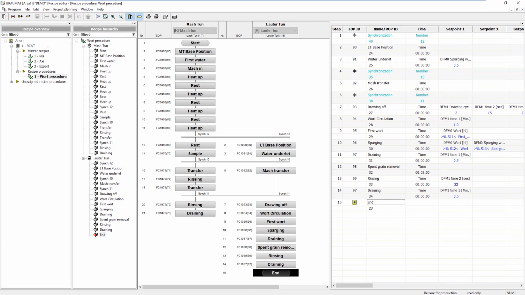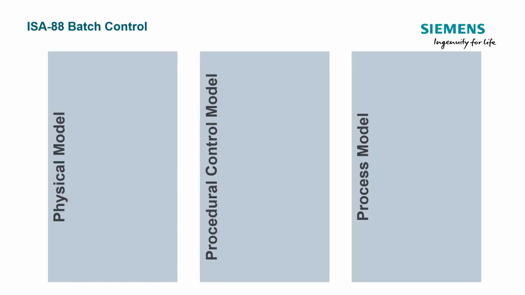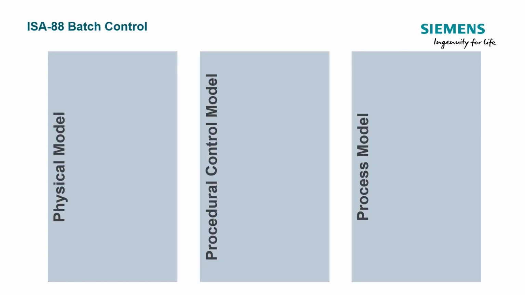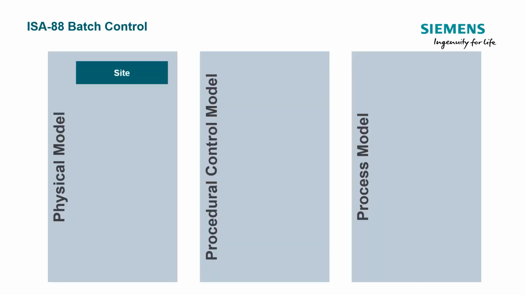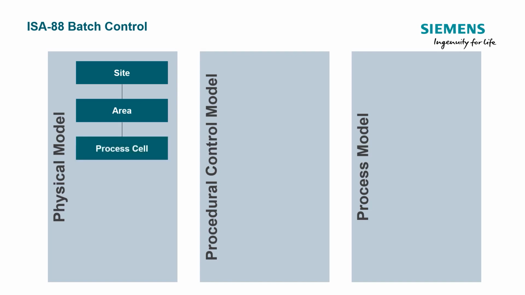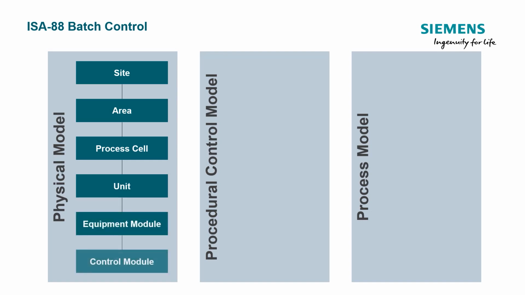This software modeling is supported by the ISA 88 standard, which is the standard for batch-oriented operation, the so-called batch control. Among other things, the standard contains a physical model, a process model and a model for sequence control. Let's have a look at the physical model. A plant can be divided into different plant complexes called areas. These consist of process cells. A process cell contains several subcells, the so-called units. A unit consists of equipment and control modules.